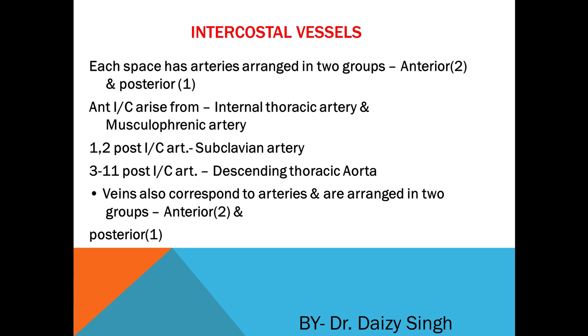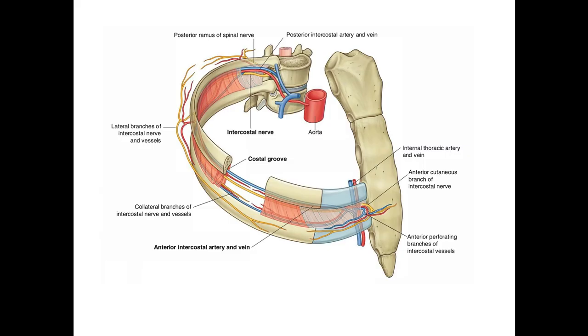So there are two groups, anterior and posterior. Anterior arise from which two arteries? Internal thoracic and musculophrenic arteries. While in the case of posterior, first and second are from the subclavian artery and third to 11th are from the descending thoracic aorta. And the veins correspond to the arteries, and they are also arranged in two groups, two anterior and one posterior. This is the same slide showing you the various branches. This is the arrangement of the anterior intercostal artery and vein, you can see over here.